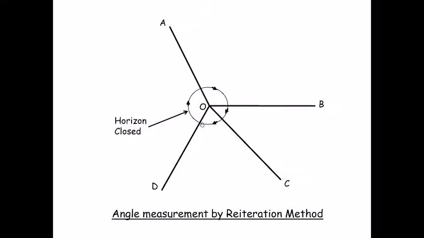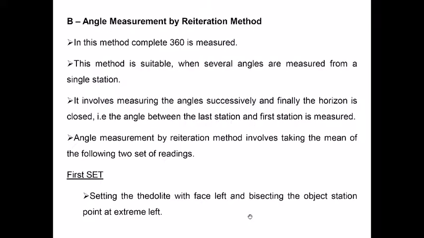Keep rotating the instrument, locate D, again note down the angle value, and then complete the full circle and relocate or rebisect the point A. Now, initially you set the angle equal to 0 at the point A. When you complete the whole circle, your instrument now should give you 360 degrees. If it doesn't, it means that there was some error in the measurement. Now, this process is called the reiteration method, in which you close up the horizon and you do a complete 360 degrees. This method is preferred when several angles are to be measured from a single station.